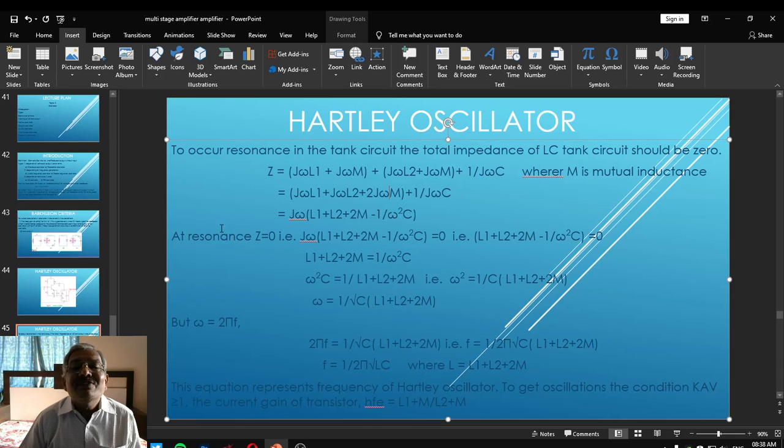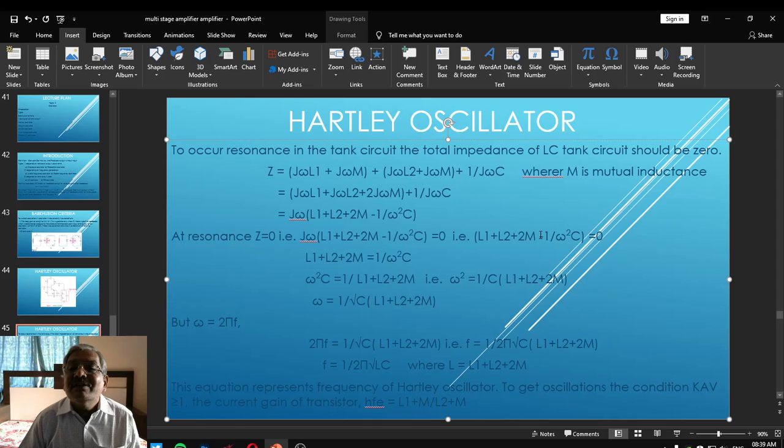But at resonance, Z is 0. So that's why equating this term to 0, we get j omega into L1 plus L2 plus twice M minus 1 upon omega square C equal to 0. j omega can't be 0. Therefore, L1 plus L2 plus twice M minus 1 upon omega square C equal to 0.